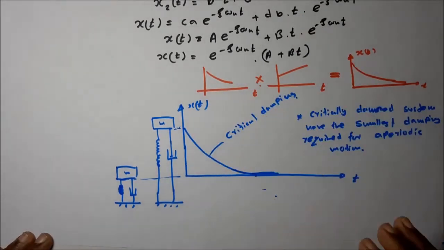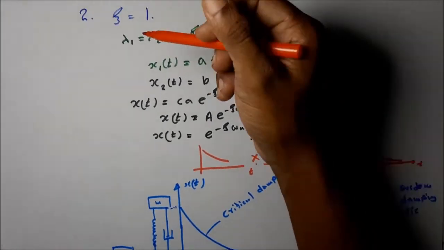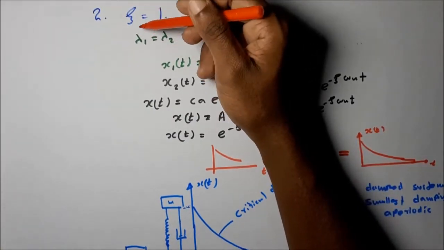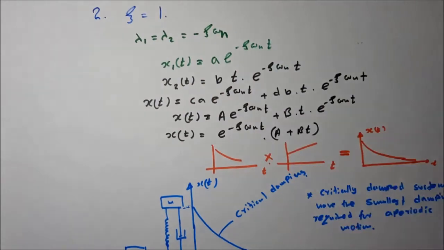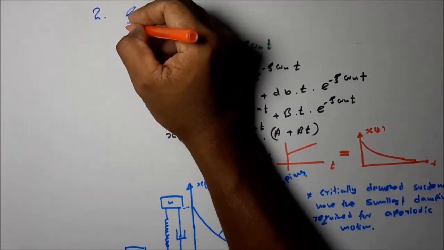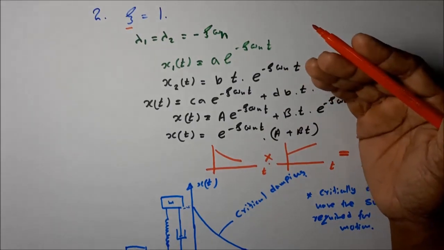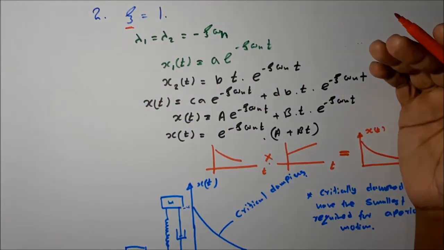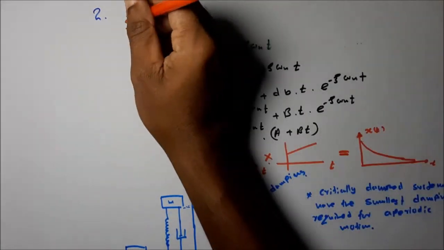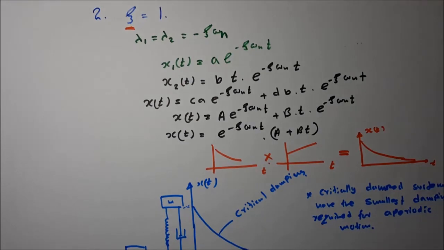This is the second situation, how the system behaves when theta is equal to 1. You can see that depending on the theta value, the system behavior changes. Theta is a very important parameter. By reading the value of theta, we can predict the system behavior. That is why theta is very important for a damped vibrating system.